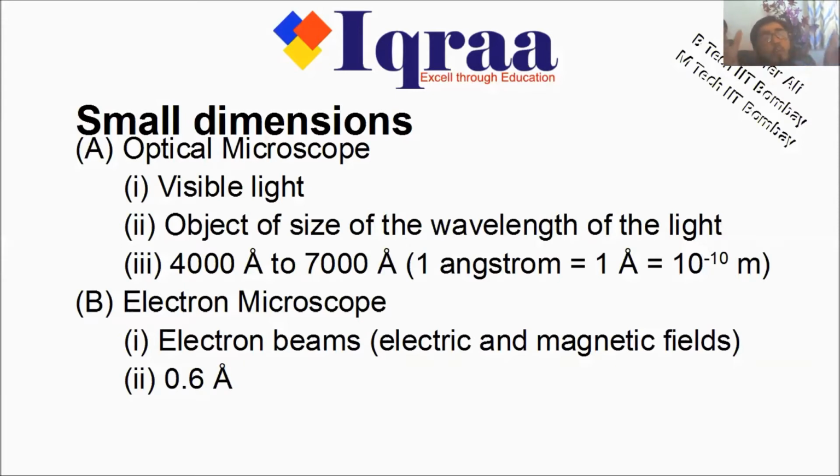So you can only measure the size of an object whose size varies between 4000 angstrom to 7000 angstrom using the optical microscope. But if you want to measure the size of the electron, which is much less than this, which is nearly 0.6 angstrom, then we use the electron microscope. An electron microscope works on the principle of the electric field and magnetic field, which is beyond the scope of this chapter. So just for information purposes, I have mentioned it here, and we'll move forward.